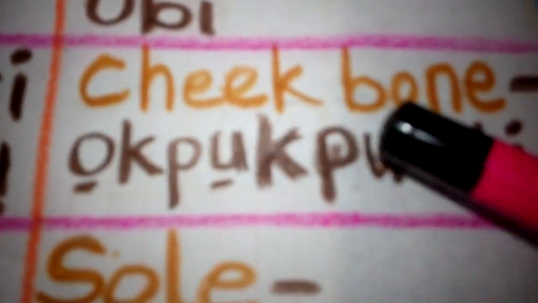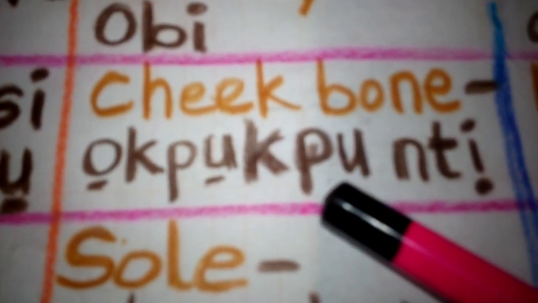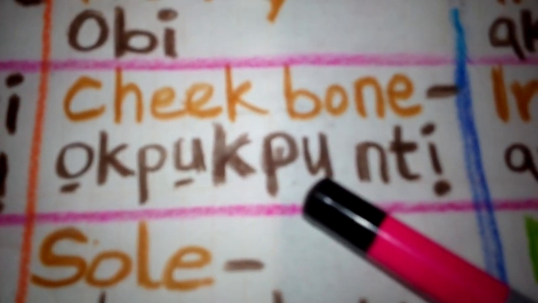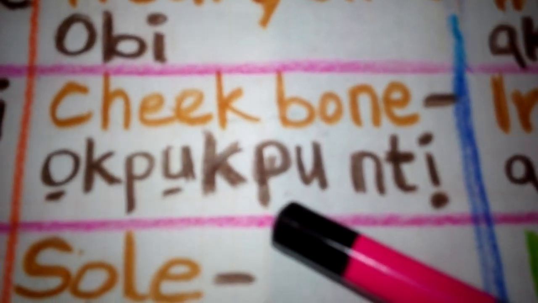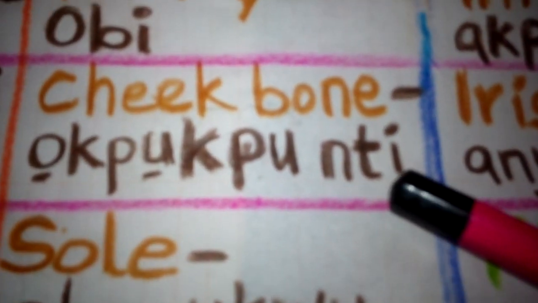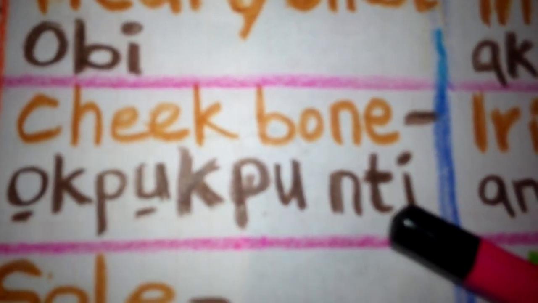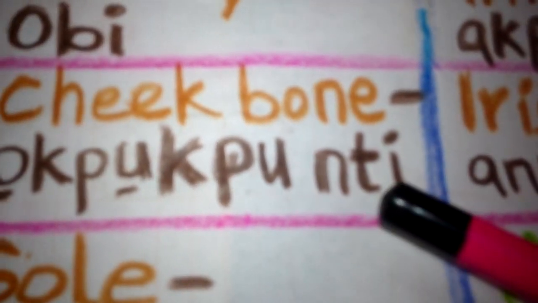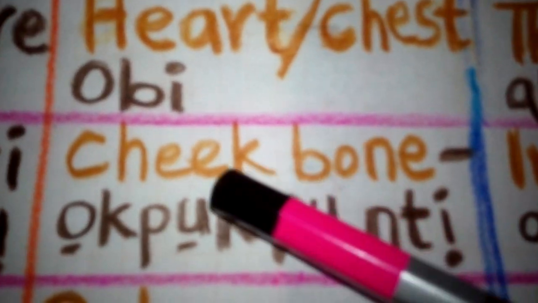Cheekbone, okpukpu nti. Okay, there's a dot here I didn't put. Okpukpu nti, not nti. There's no dot here. Okpukpu nti is cheekbone. Cheekbone is somewhere here.